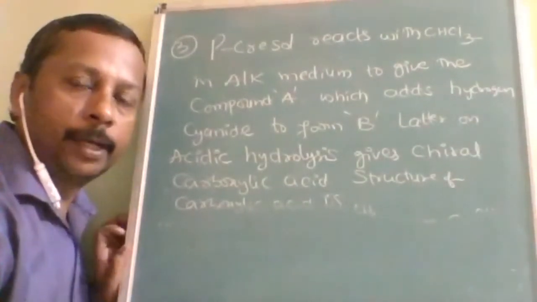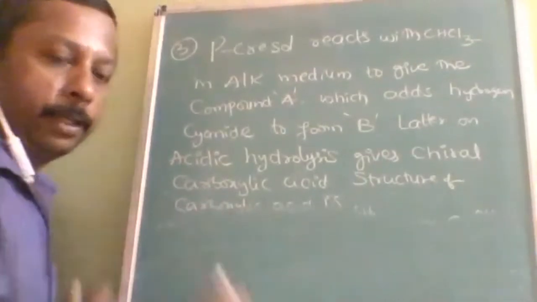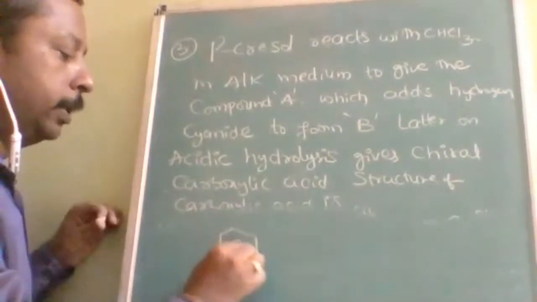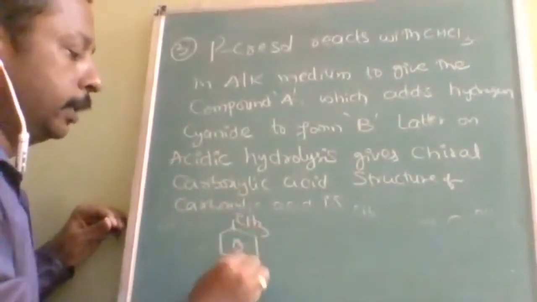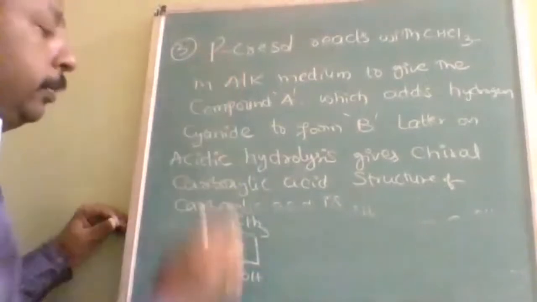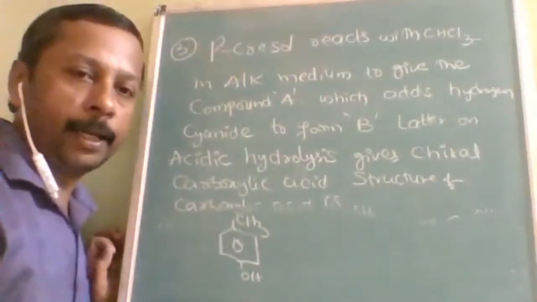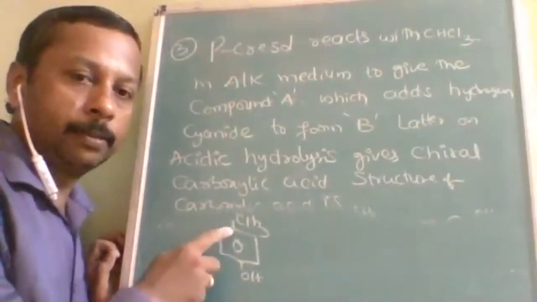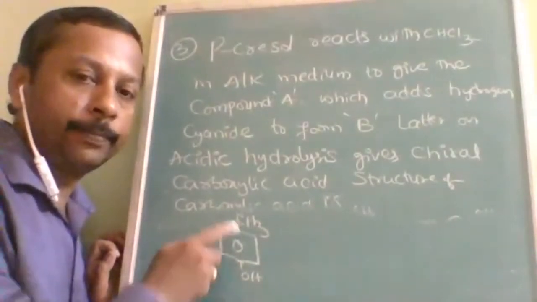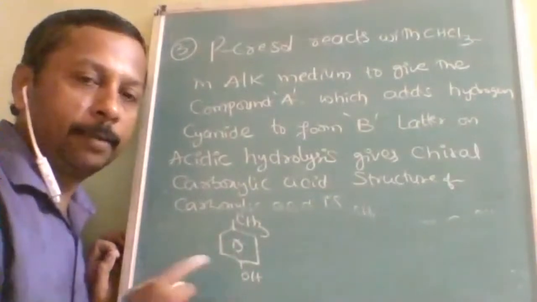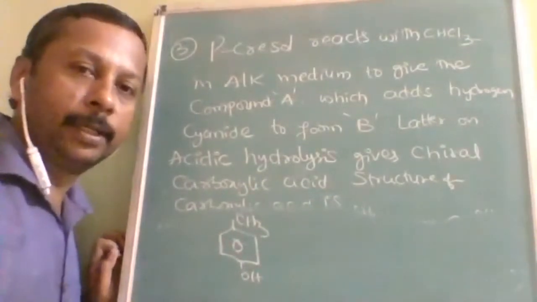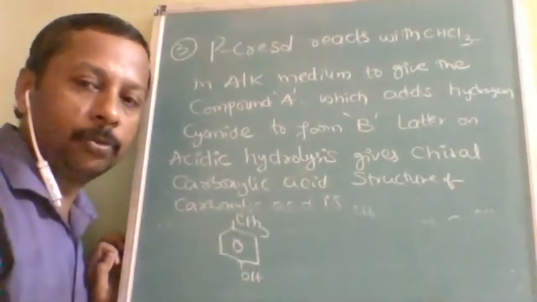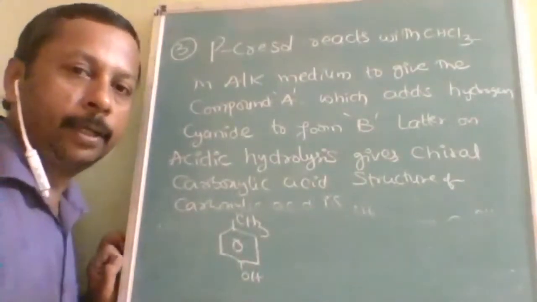After you have tried, now listen to my explanation. P-cresol is benzene with CH3 and OH. P shows that the methyl group is at the para position with respect to the OH group. Like that, there are three cresols: O-cresol, M-cresol, and P-cresol.